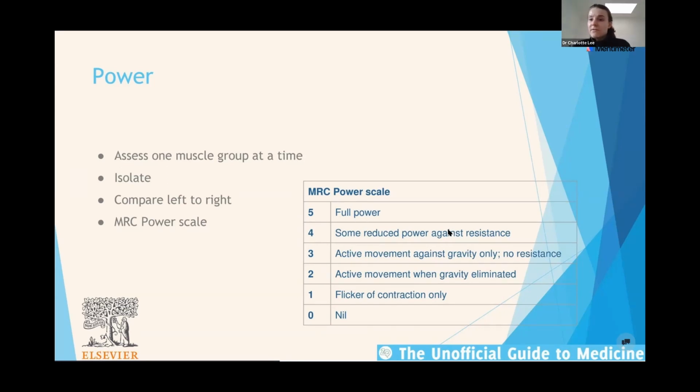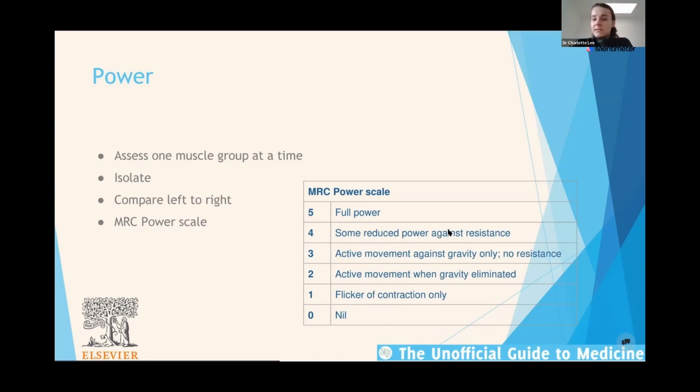So do think about what is expected. Obviously legs are very strong muscles, whereas if you've got an elderly patient, you might not expect that from them. So just be aware of what is expected from those muscles. You're going to assess one group at a time. You're going to want to isolate that joint. If you're examining elbow flexion, you're going to want to hold the upper arm to make sure that they're not actually pulling with their shoulder.